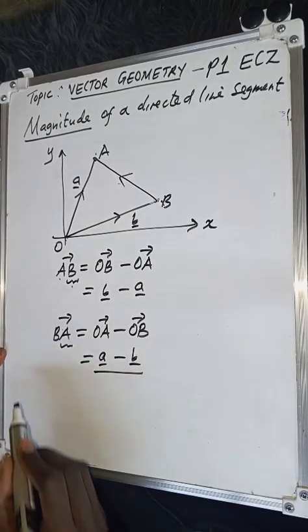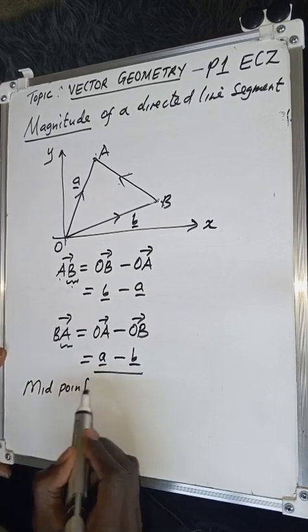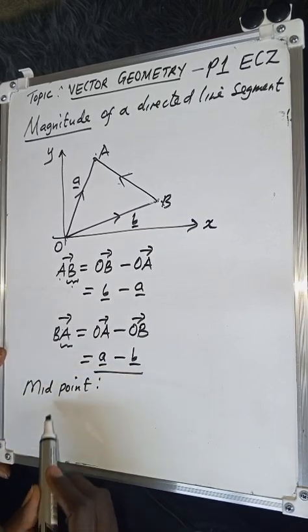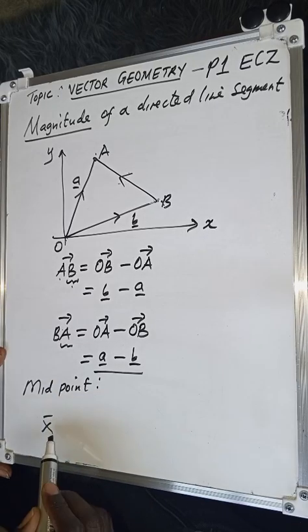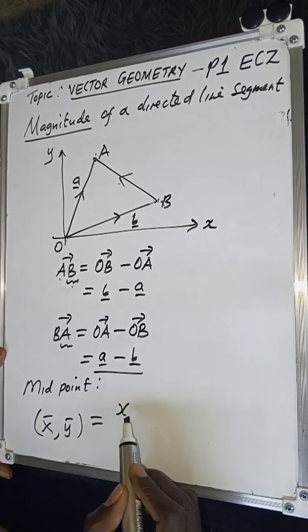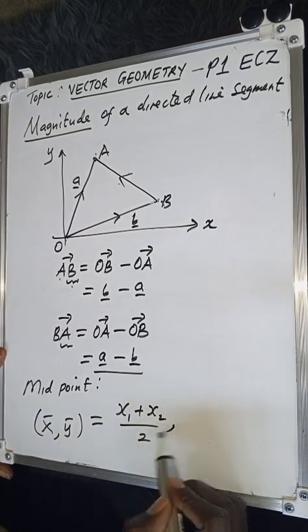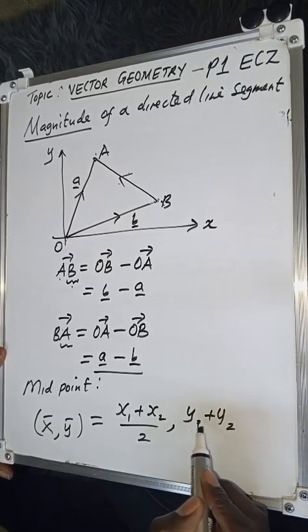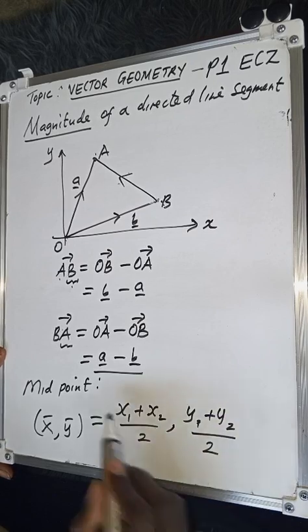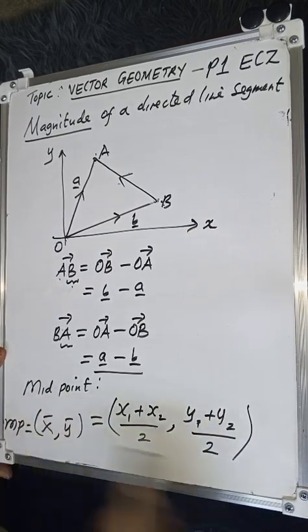Of course, you may also borrow the concept of the midpoint formula that we use under coordinate geometry, where we say the midpoint is the average of the x value and the y value, where it is the sum of the x values divided by 2, comma, the sum of the y values, for example, y1 plus y2, divided by 2. That's what we mean when you're finding your MP, your midpoint.